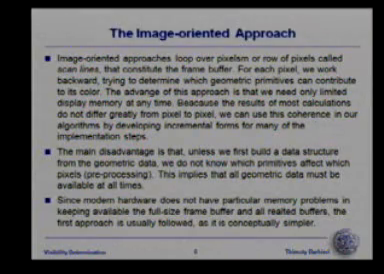Vice versa, the image-oriented approach. Image-oriented loops over pixels, or rows of pixels, which are called scan lines. And we work backward. We start from pixel 1, we try to determine backwards which are the polygons which have an impact on the pixel we are considering. And how can we do this? Actually, it's a trick, because to be able to do this, what do we have to do?